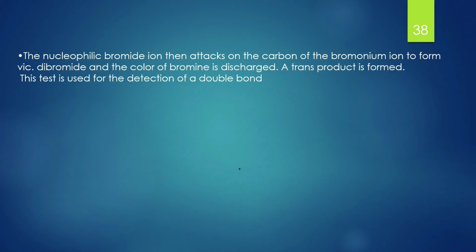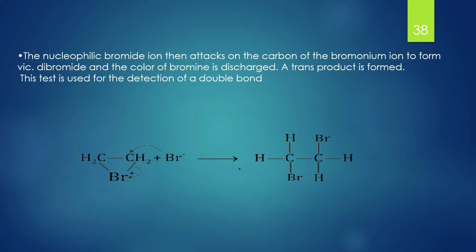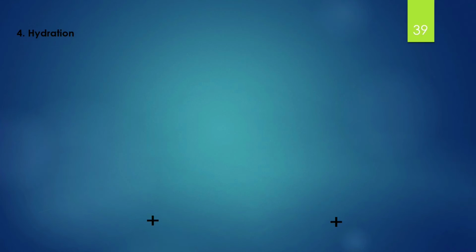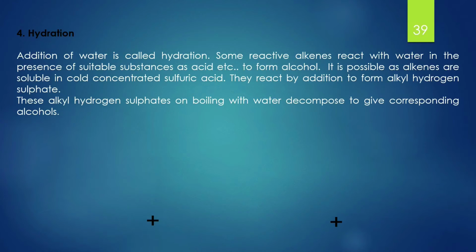to form vicinal dibromide and the color of bromine is discharged. A trans product is obtained. This test is also used for the detection of a double bond. Next reaction is hydration. Addition of water is also known as hydration.